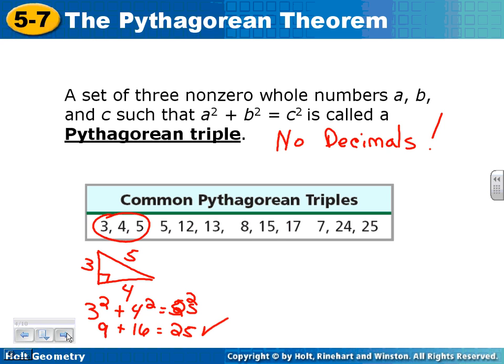There are lots and lots of Pythagorean triples, but here's 4 of them. 3, 4, 5; 5, 12, 13; 8, 15, 17; 7, 24, 25. There's 4 examples of Pythagorean triples that would make a perfect right triangle. Now there's lots more than just 4. But the thing to remember is Pythagorean triples do not involve decimals.